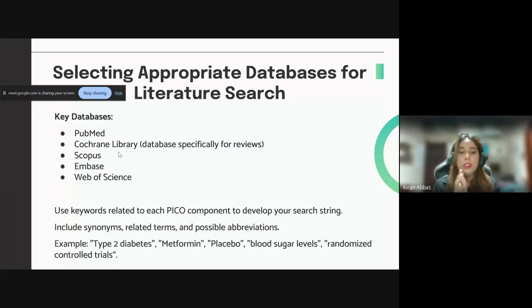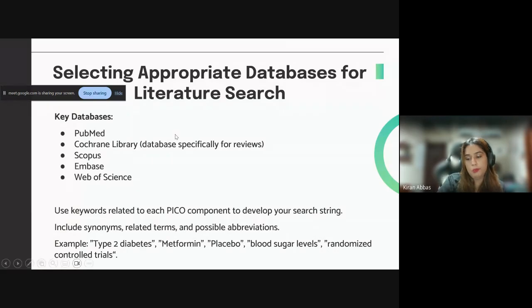Okay, perfect. So this is an example that I have mentioned: type 2 diabetes, metformin, placebo, blood sugar levels, randomized controlled trials. These are the different PICO criteria that I have mentioned: the population, the intervention, the comparator group, the outcome level, and the study design. You can even throw in the study design that you're trying to explore. If it's just the randomized controlled trial, then you can specify your search string to randomized controlled trials.